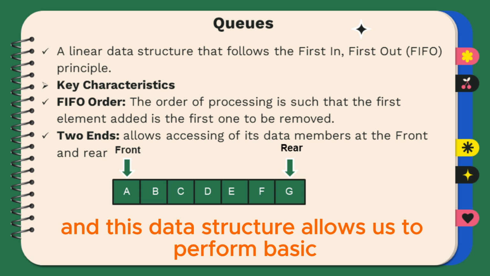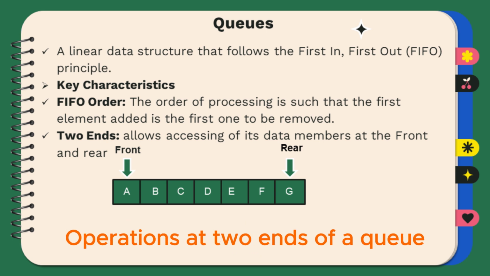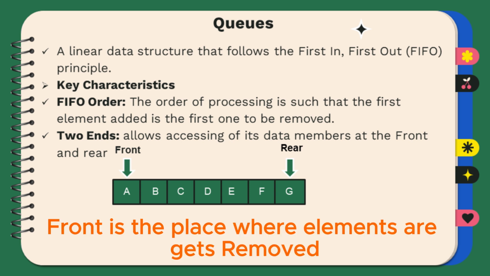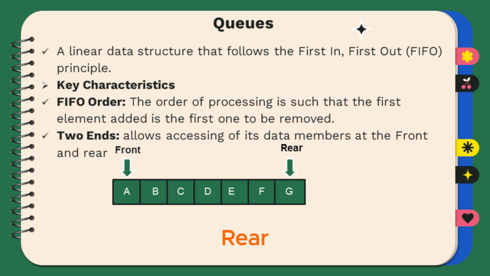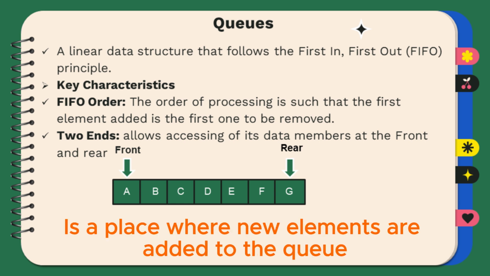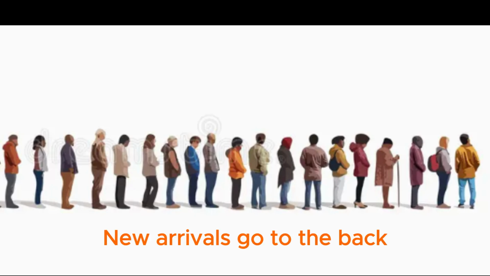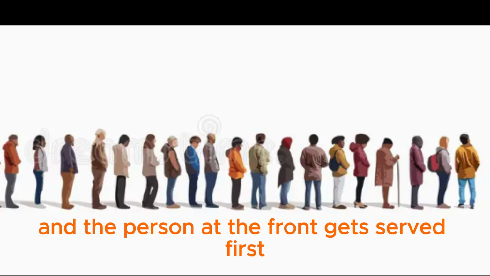This data structure allows us to perform basic operations at two ends of a queue, the front and the rear. The front is the place where elements get removed. The rear is the place where new elements are added to the queue. Think of it like a line of people. New arrivals go to the back and the person at the front gets served first.